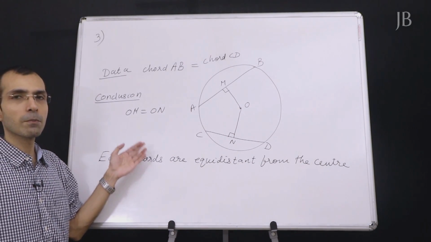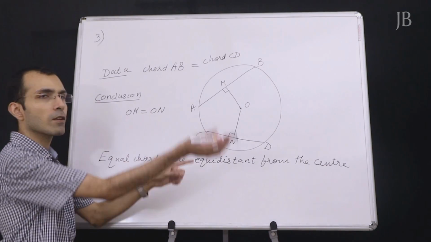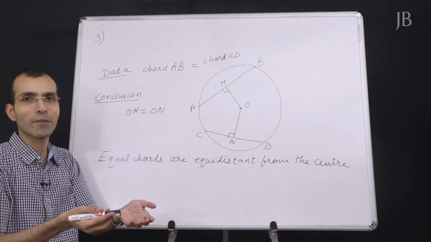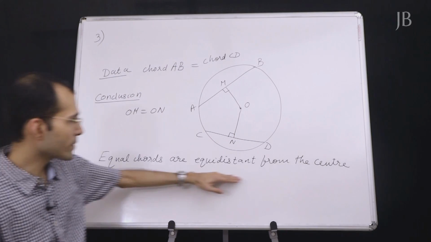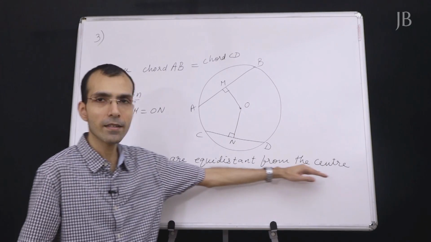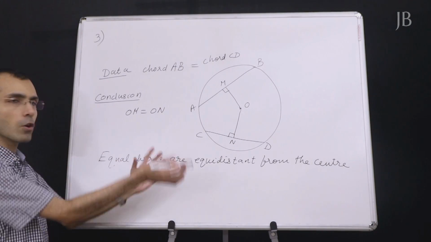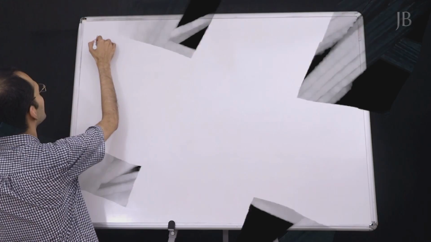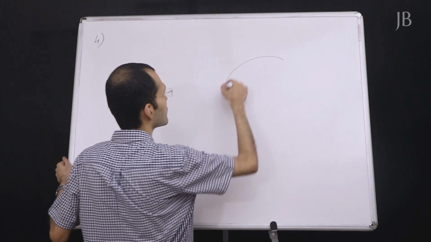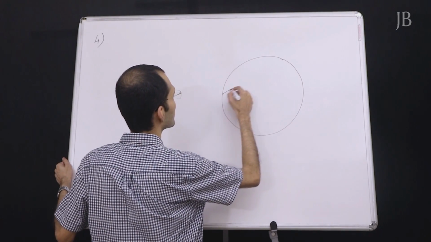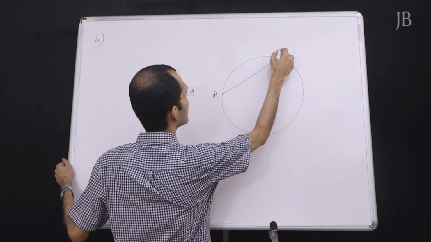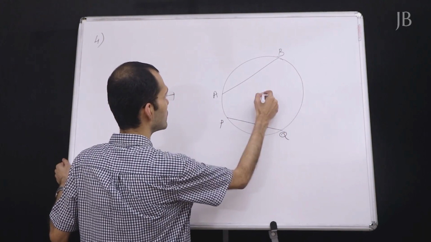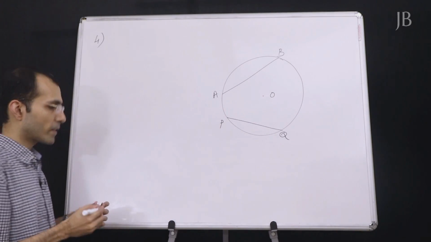Now we will see concept number 4, which is the converse of this concept. See how we had concept 1 and concept 2 was the converse of it. Similarly, concept 3 is this: equal chords are equidistant from the center. Now concept 4 will be the converse of this. Here what is the data?